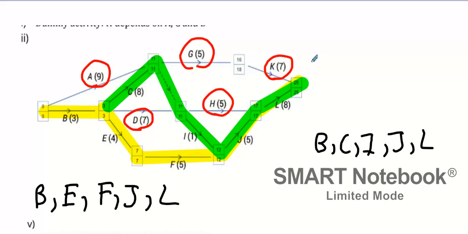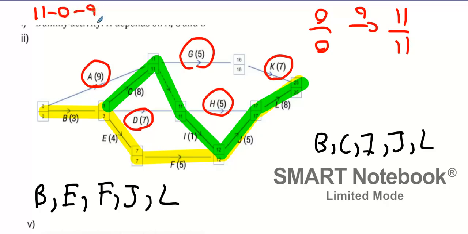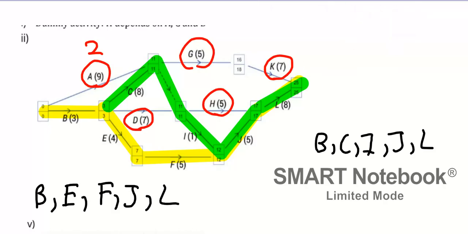Let's start off with A. 0, 0 to what? 11, 11. Length of 9. Does anybody remember the formula for this? 11 minus 0, take away 9. So 11 minus 0, take away 9. The total float of that is 2. You can delay it by 2 minutes without delaying the full project. Okay, let's do G now. So G has 11, 11, and what else does it have?